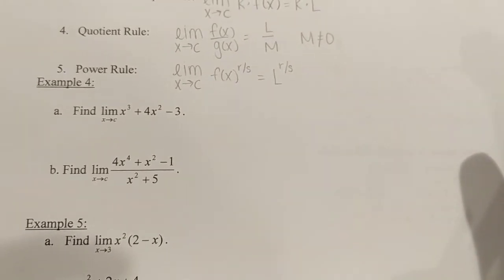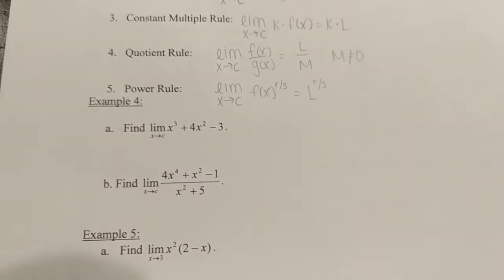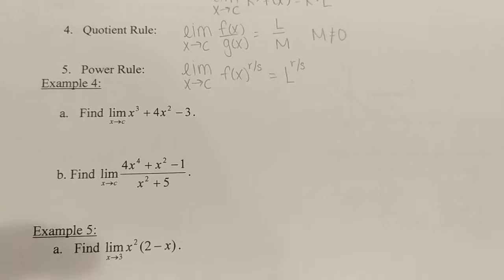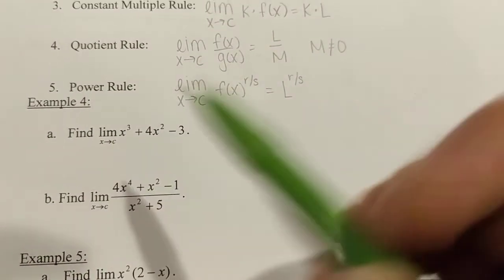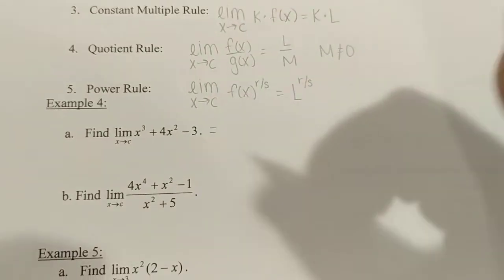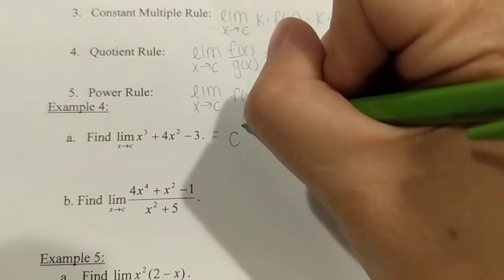So example 4 says find the limit of this function as x approaches c. The first thing we always try to do when we do these limits is to just plug the value in. Well, since I'm plugging in another value, or variable, this is really not going to be that tricky. So I just have to plug in c for all of the x's.